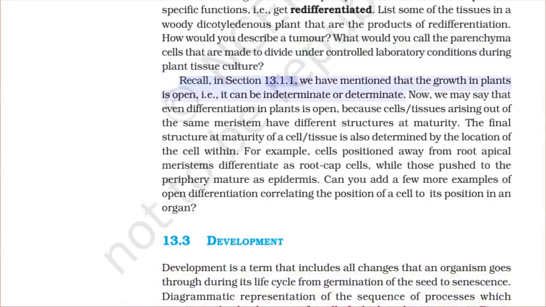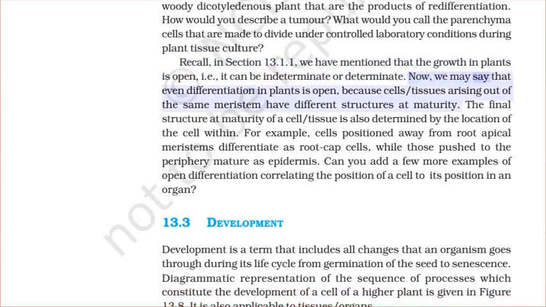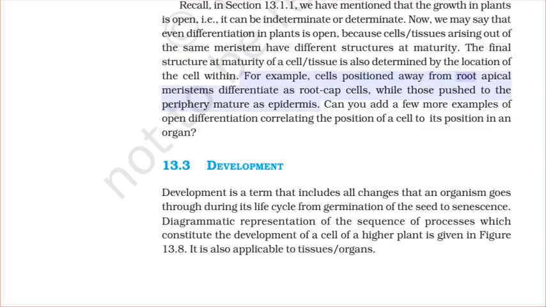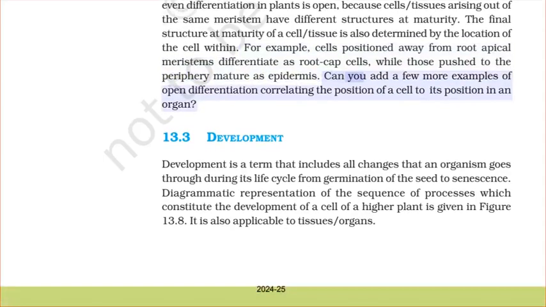Recall, in section 13.1.1, we have mentioned that the growth in plants is open, i.e., it can be indeterminate or determinate. Now, we may say that even differentiation in plants is open, because cells and tissues arising out of the same meristem have different structures at maturity. The final structure at maturity of a cell or tissue is also determined by the location of the cell within. For example, cells positioned away from root apical meristems differentiate as root cap cells, while those pushed to the periphery mature as epidermis. Can you add a few more examples of open differentiation correlating the position of a cell to its position in an organ?